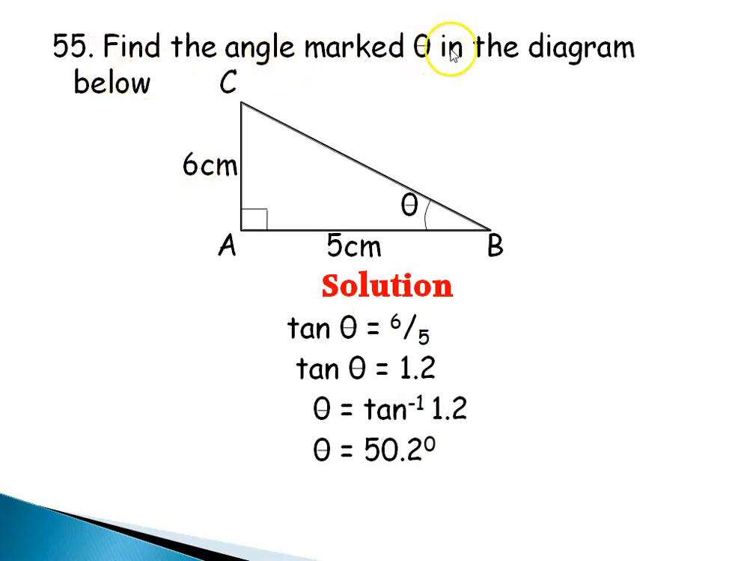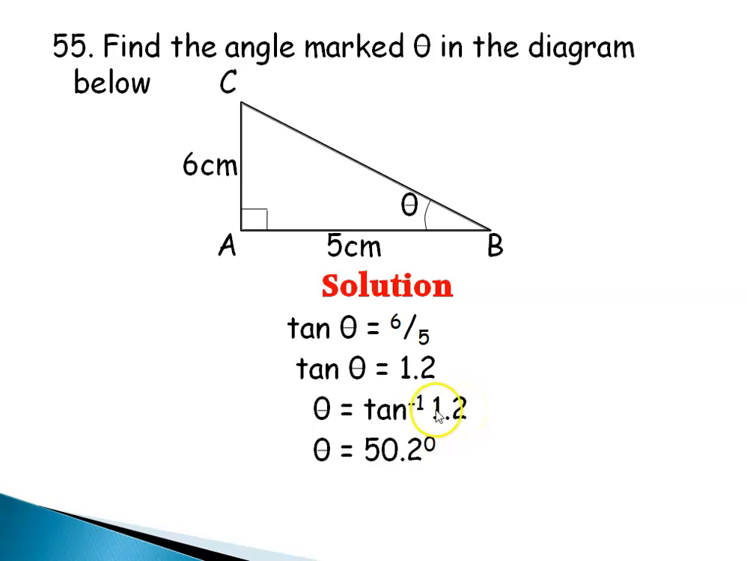Question 55. Find the angle marked theta in the diagram below. So this is your theta. We're going to use our trigonometry. I know the opposite, which is 6 centimeter, and I know the adjacent, which is 5 centimeter. So I'm going to use tan. Tan theta is equal to opposite 6 over adjacent 5. So 6 divided by 5 is 1.2. So my theta is arctan 1.2.